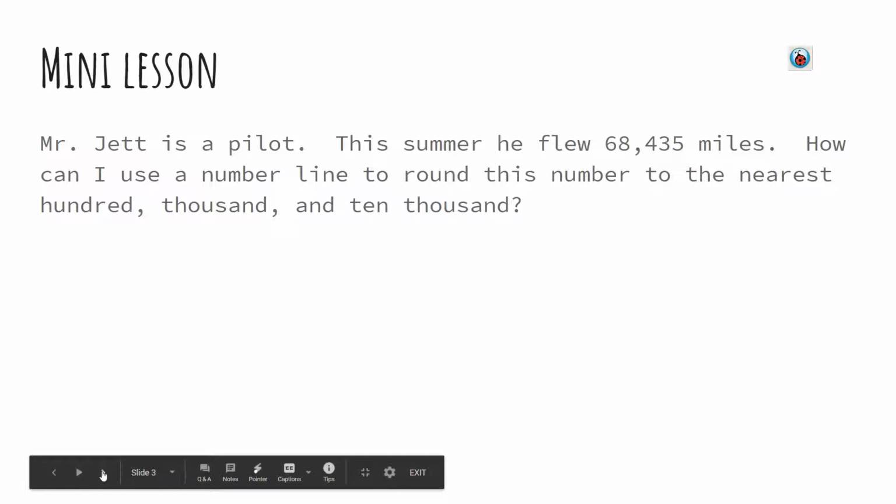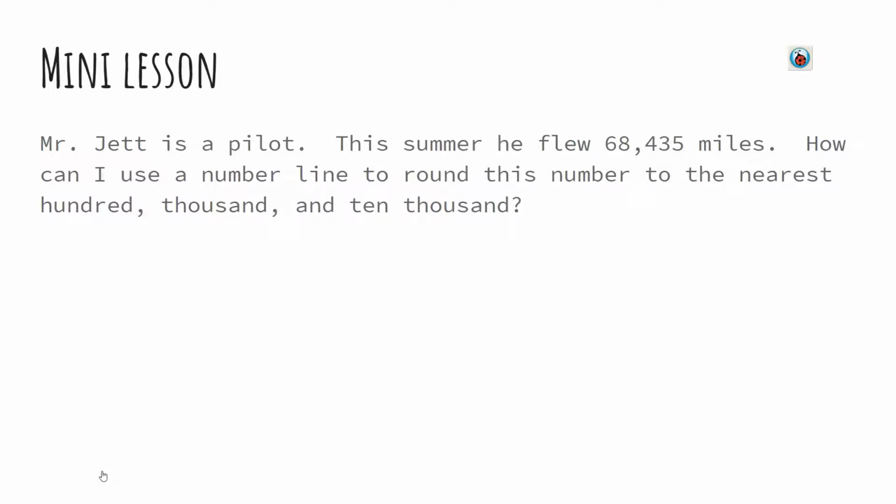Okay, friends, I'm going to model for you a few more rounding examples, and then you are going to practice on a few examples of your own. So today we have Mr. Jet, who is a pilot. This summer he flew 68,435 miles. How can I use a number line to round this number to the nearest 100, 1,000, and 10,000?